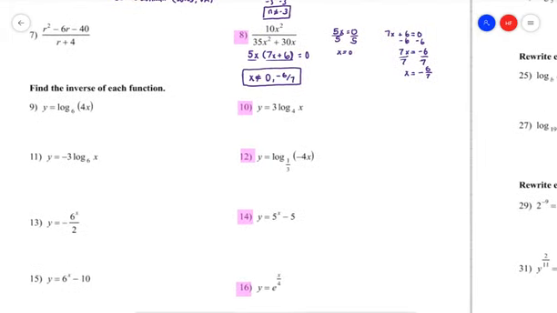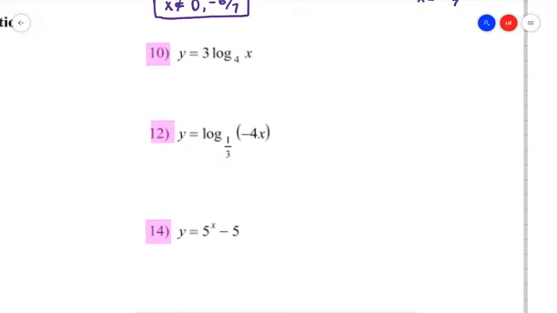Now on the next section, we're finding the inverse of each of our functions. These are our log functions and exponential functions. So on number 10, first thing we do on all of them is going to be switch our x and our y variables. And then we solve for y. So x over 3 equals log base 4 of y. And then we can convert. We get 4 to the power of x over 3 is equal to y. Y is by itself, so we can stop there.